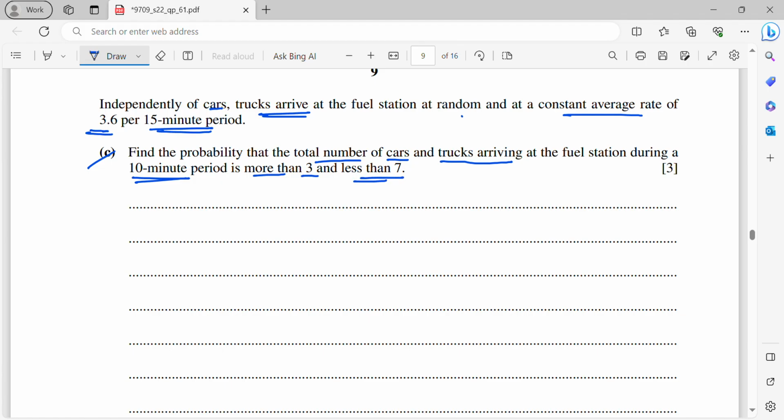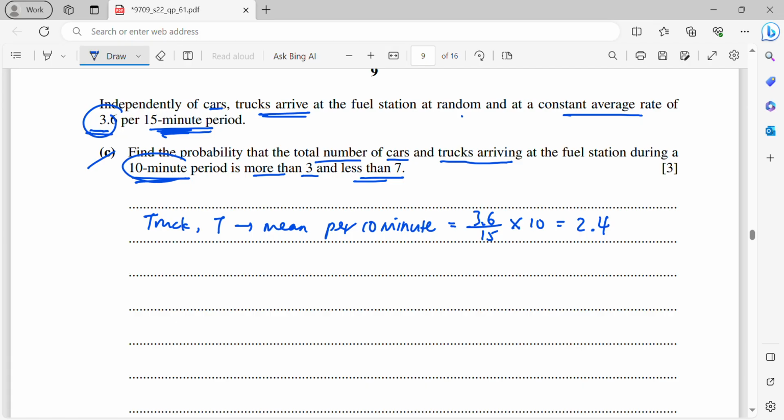Okay, so now for the truck, let it be T. So the mean per 10 minutes, 3.6 is for 15 minutes. So I rewrite 3.6 for 15 minutes. Then when you divide, this is for 1 minute. Then now we need to consider 10 minutes, then you times 10. That will be 2.4 trucks arriving per 10 minutes.